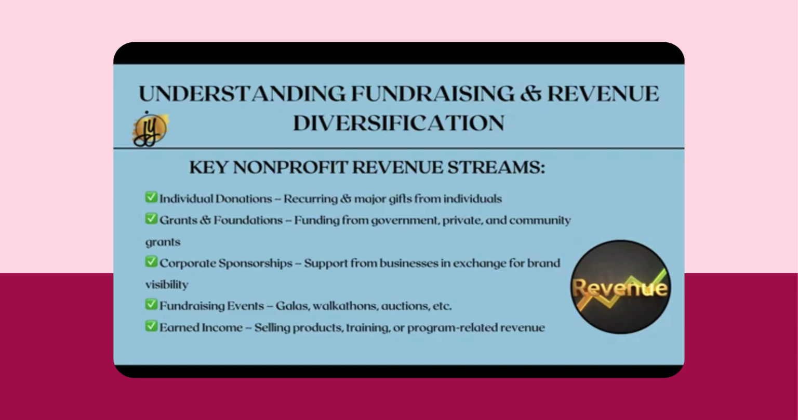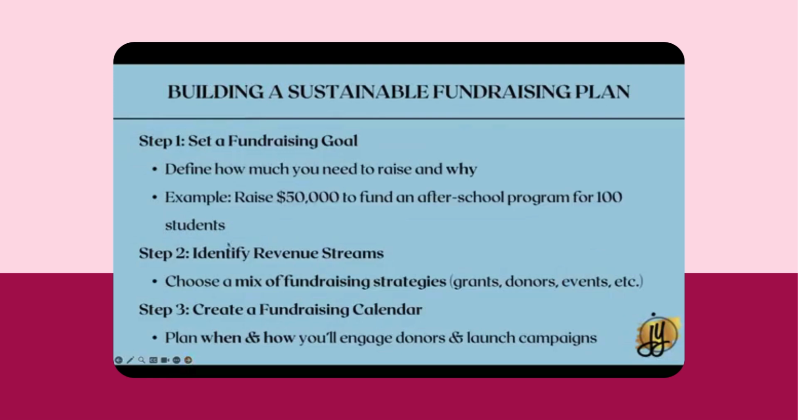Number three, earned income is another stream of revenue. Okay, building a sustainable fundraising plan. Put plan in the chat. Many of you don't have a plan. Many of you are just randomly hoping. You're just hoping that money starts falling from the sky.